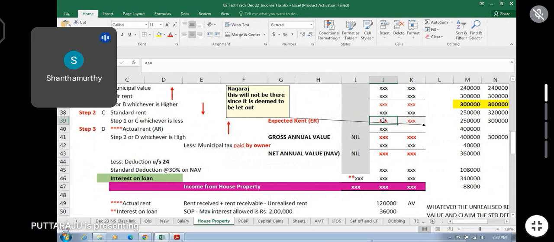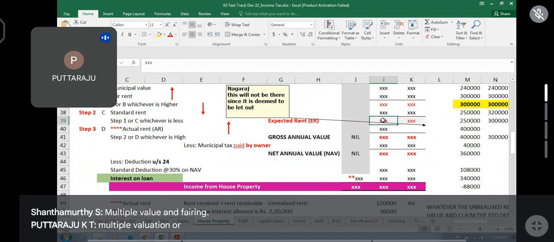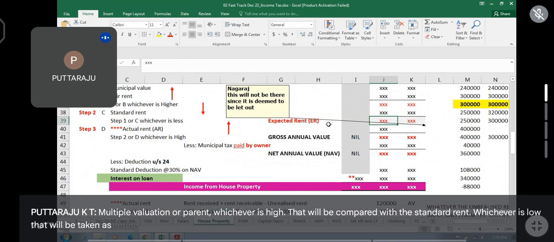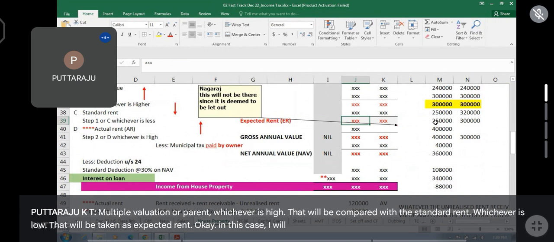Principal value and fair rent. Fair valuation or fair rent, whichever is higher, will be compared with the standard rent. Whichever is lower will be taken as the expected rent. Okay. In this case, I will take these 2 cases only.